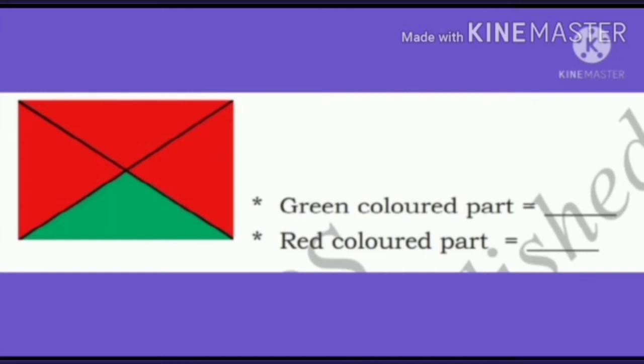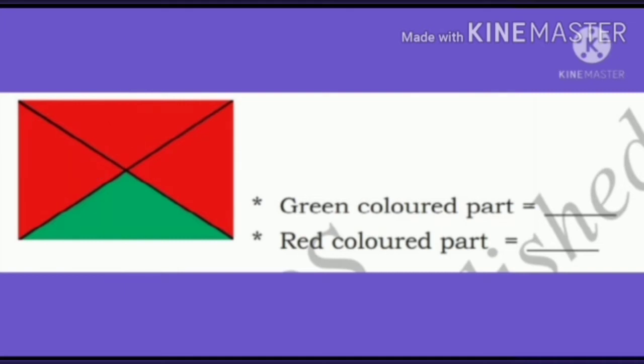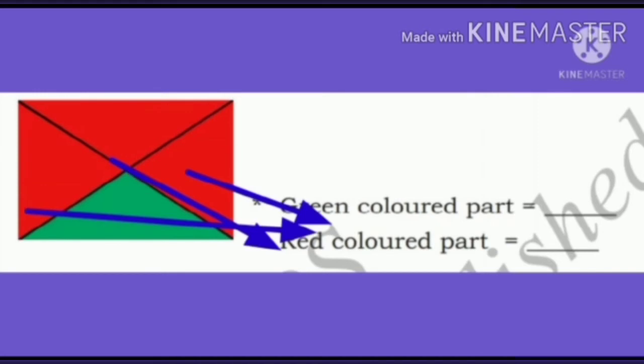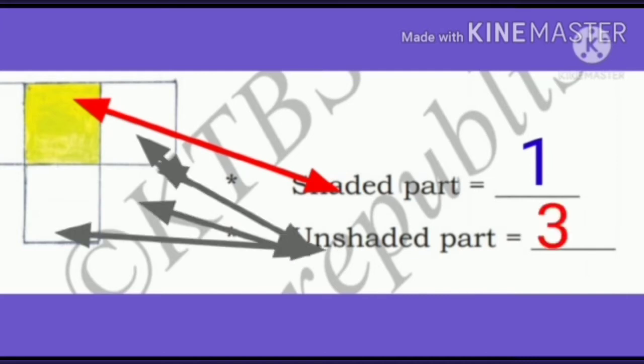In the third question, the picture we observe is divided into 4 equal parts and the green colored part is 1 and the red colored part is 3. So write green colored part is 1 and red colored part is 3. Now fourth question. Observe the picture, children. Here also 4 equal parts are there and one part is shaded. So shaded part is 1 and unshaded part is 3.